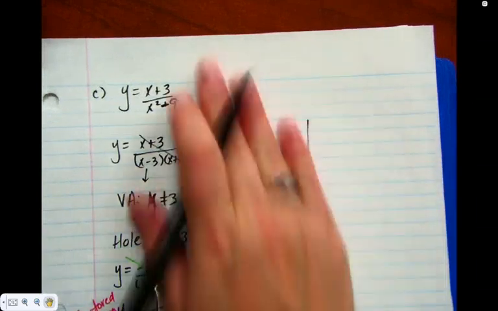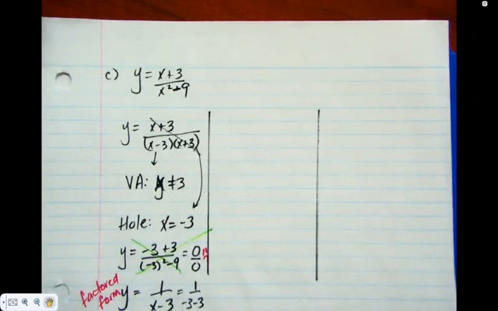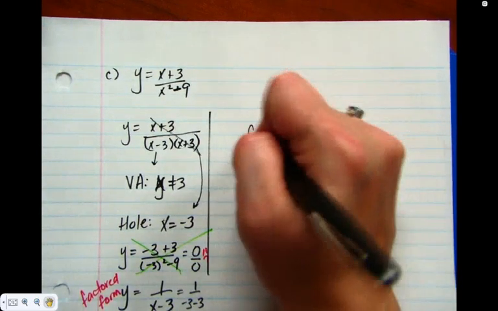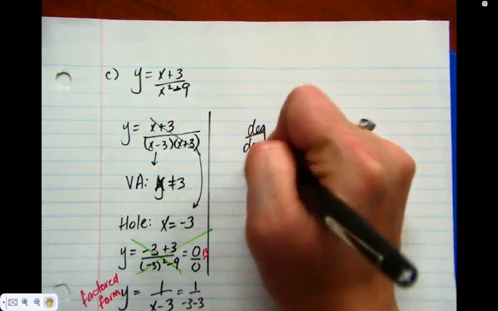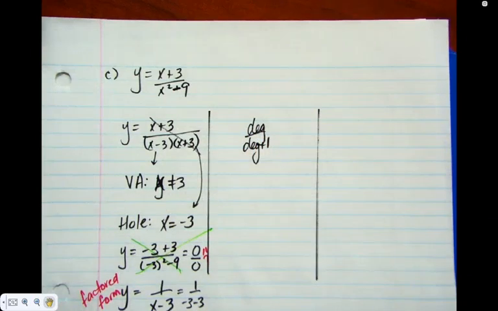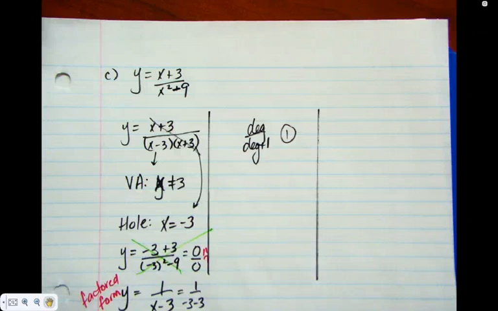You've now had time to ponder. What are you thinking for vertical or horizontal asymptotes, oblique? What are you thinking? Degree over degree plus 1. Okay, what does that mean? Ooh, we love case 1. Why do we love case 1?